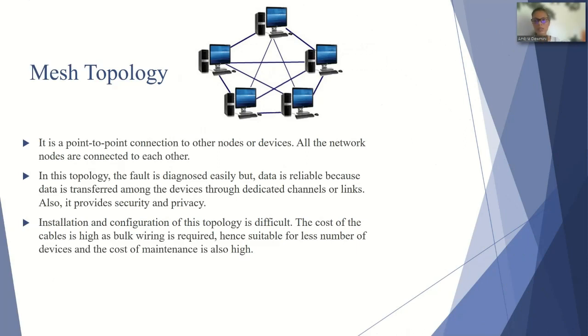And the last one is mesh topology. It's a point-to-point connection to the other nodes or devices. All the network nodes are connected to each other. In this topology, faults are diagnosed easily, and data is reliable because data is transferred among the devices through dedicated channels or links. Also, it provides security and privacy.